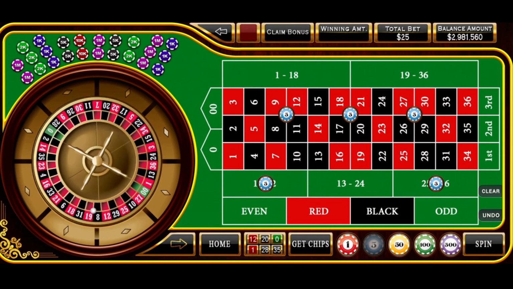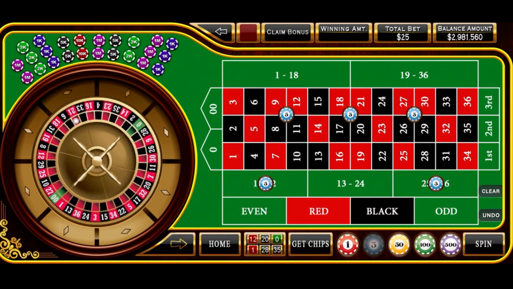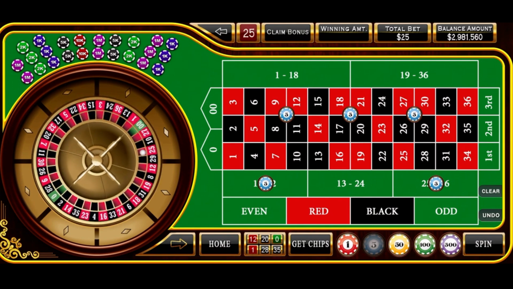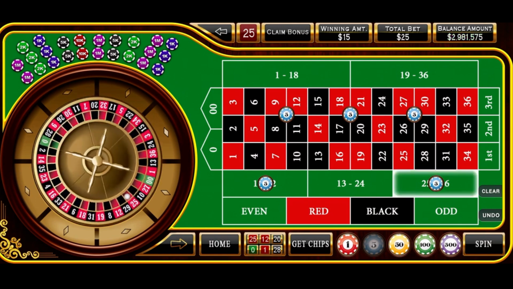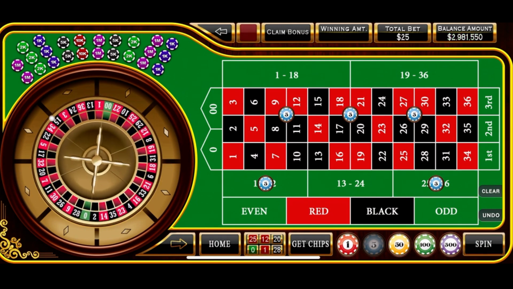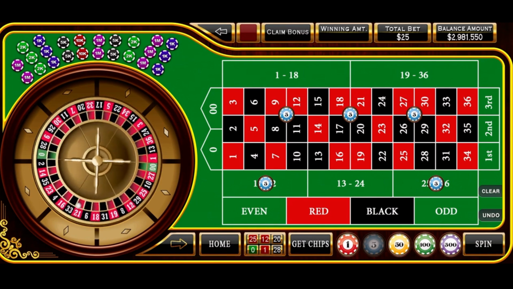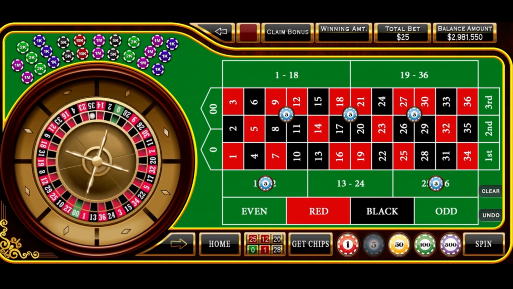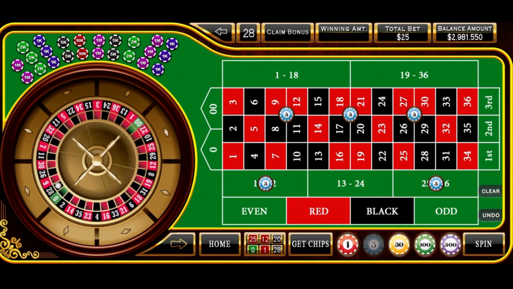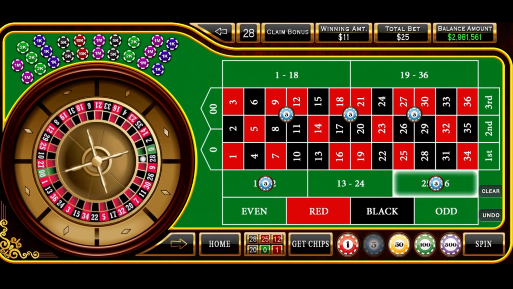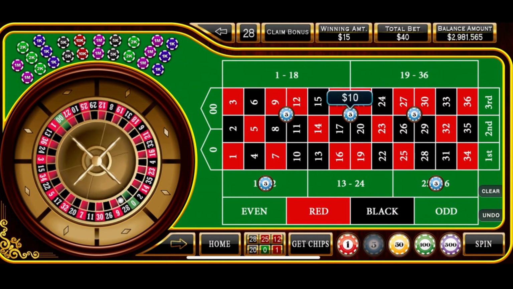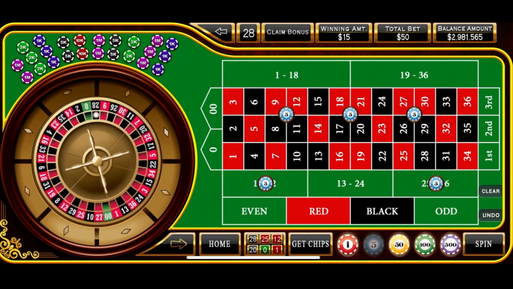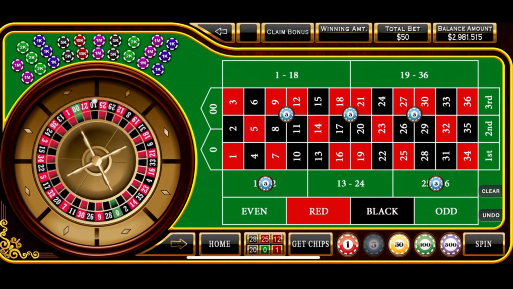Here we go. And that's 25 red, so that's a partial loss. That's our first loss at this level. And looking for a corner hit here, 28 black, another partial loss. So now we'll go up to level 2. And we're spinning.